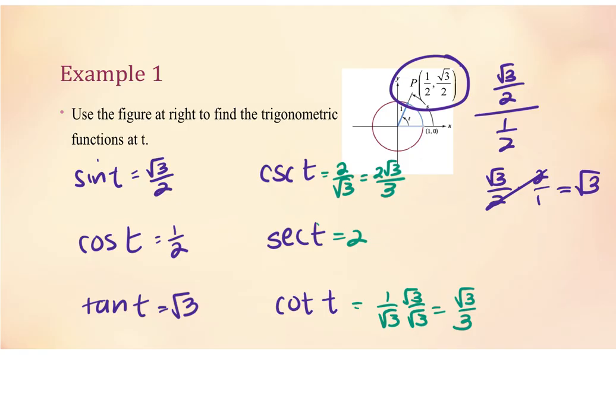Root 3 times root 3 is just 3. Yep, it'd be like root 9, right? Which would just be 3. Anytime you multiply a root by itself, it gets rid of the square root.